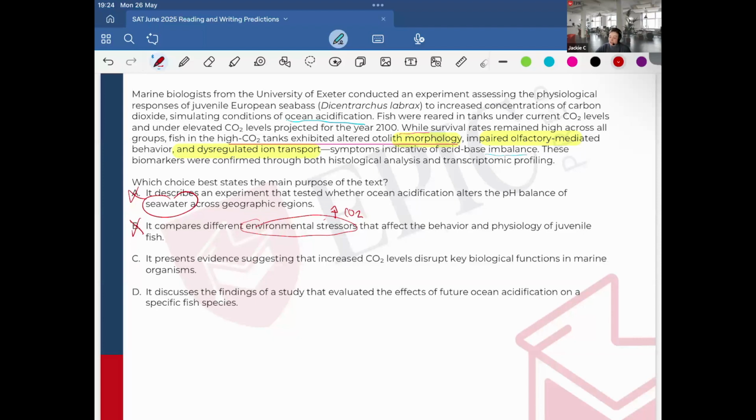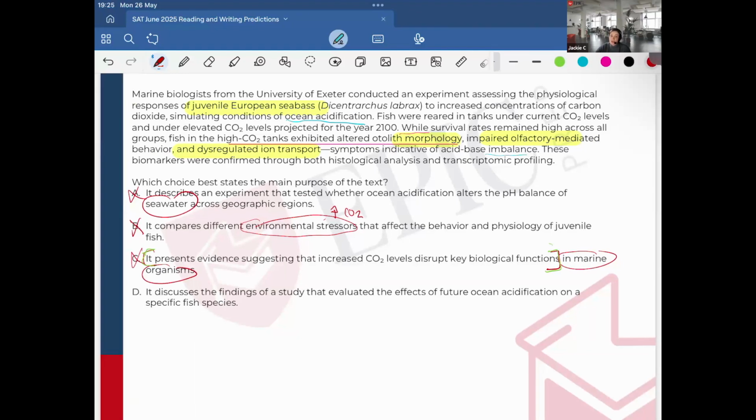C, it presents evidence suggesting that increased CO2 levels disrupt key biological functions in marine organisms. Okay, this one also seems tempting, right? But it says marine organisms. Well, I'm pretty sure they only mention one species, the juvenile European sea bass. So even though it might be pretty good up until here, doesn't matter. It's wrong at the end.